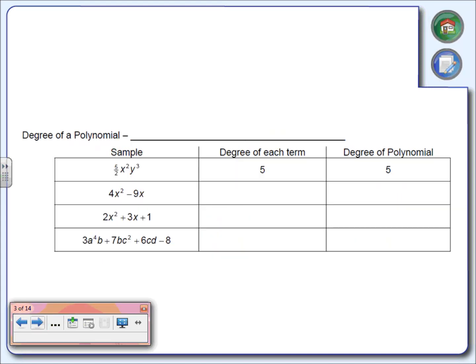But before we do that, degree of a polynomial. We know that the degree of a monomial is the sum of the exponents. So what's the degree of a polynomial? It says here the degree of a polynomial is going to be equal to the highest degree of the monomial terms. So we'll look at a couple of examples.